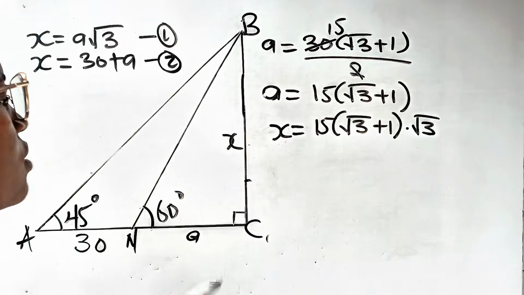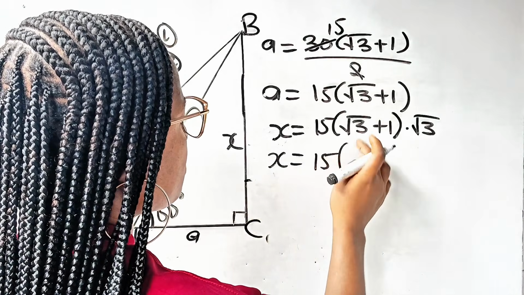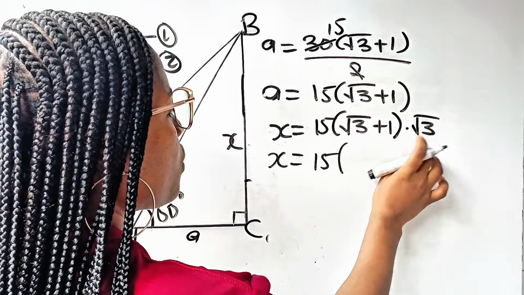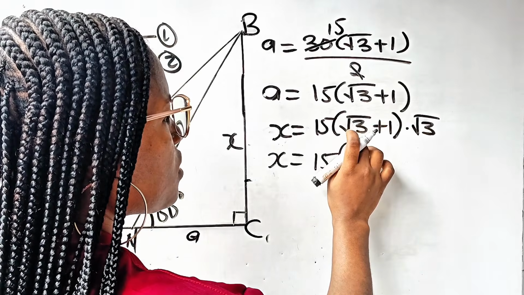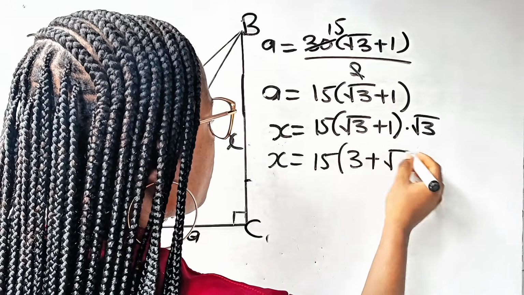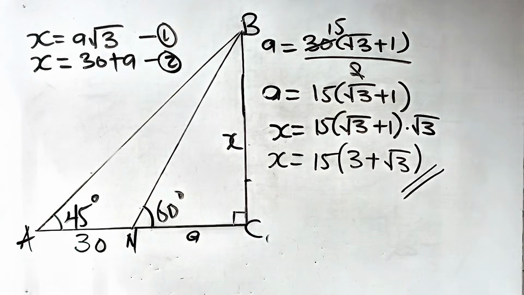So now we have X is equal to 15 brackets root 3 plus 1 times root 3. We are going to open this bracket using root 3. So root 3 times root 3 will give us what? 3. Root 3 times 1 will give you root 3. So this becomes our answer, 15 brackets 3 plus root 3.